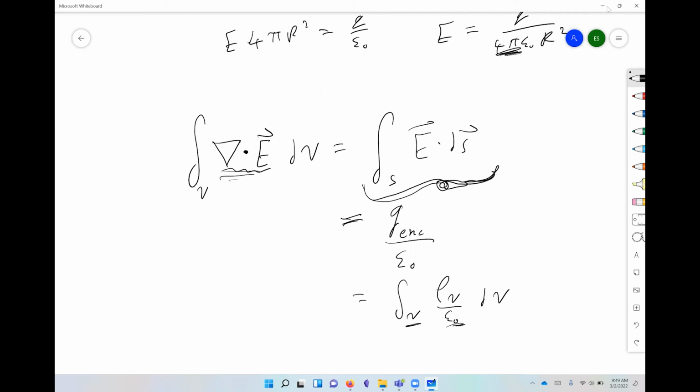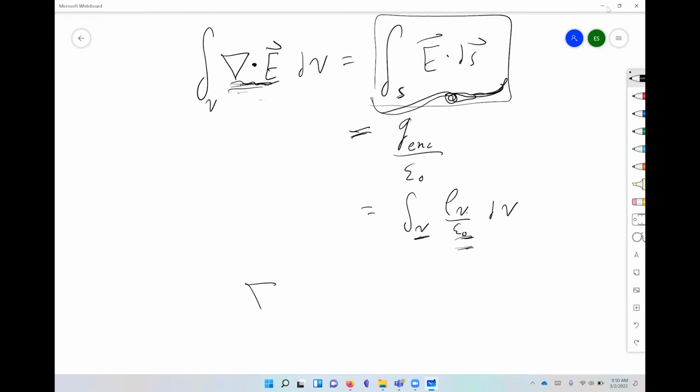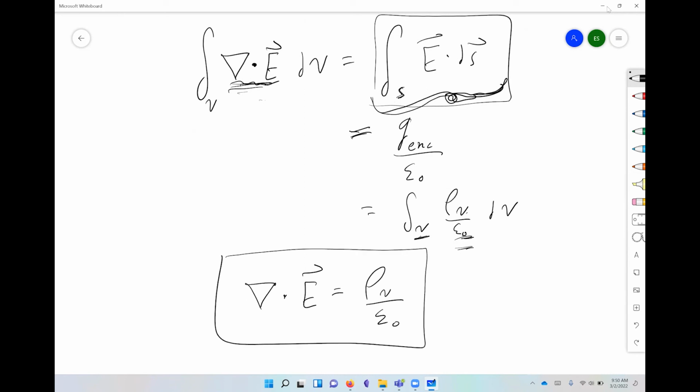Someone might say, hey, what if rho V is different than divergence of E? But no, that cannot be true because this has to be true for any surface. That's Gauss's law that we proved conceptually. Because this has to be true for any surface, this has to be true for any volume. The only way this can be true for every volume is if the interiors of the integrals are equal. So divergence of E equals rho V over epsilon naught. This is not a new result.